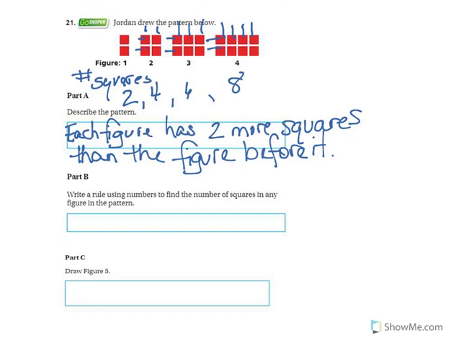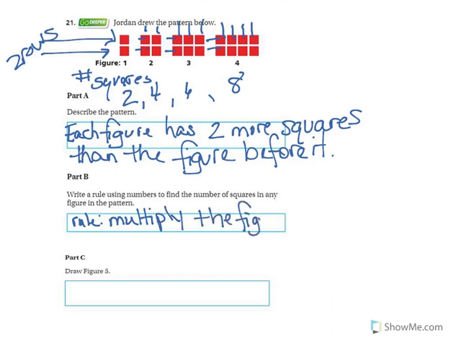So all the figures have in common are that they each have 2 rows, if we want to think about an array. So how many ever columns there are, which is the number of figures, is multiplied by the number of rows. So our rule could be multiply the figure number, which is the one across the bottom, times 2.